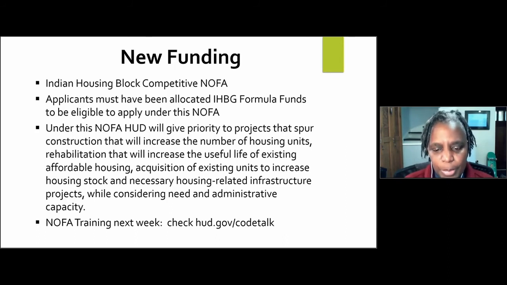This is a national competition where funds are going to be prioritized for projects that are related to construction, rehabilitation, everything around increasing housing stock, developing housing stock, acquiring existing units, anything related to housing, related infrastructure. Only requirement is that applicants have to have been allocated the Indian Housing Block Grant funds in order to be eligible to apply. And the maximum amount that can be received is $5 million.